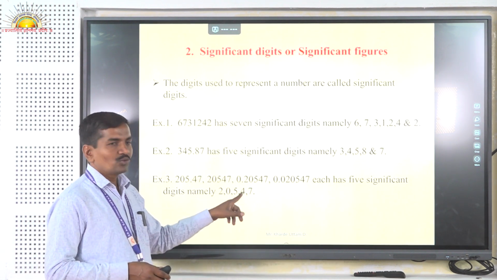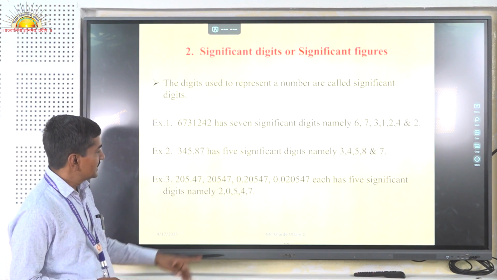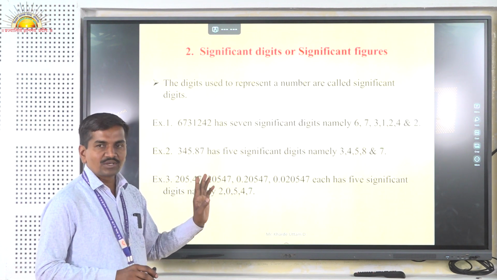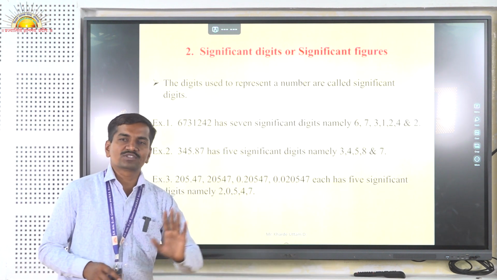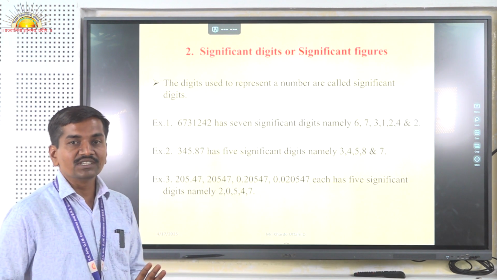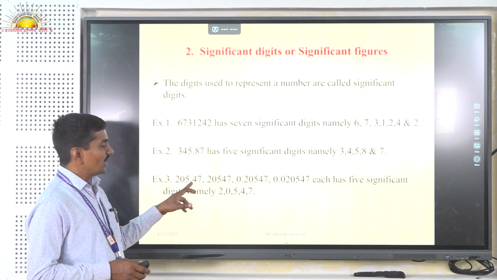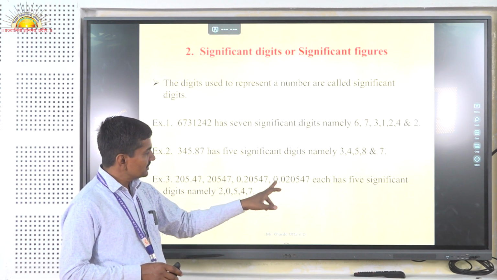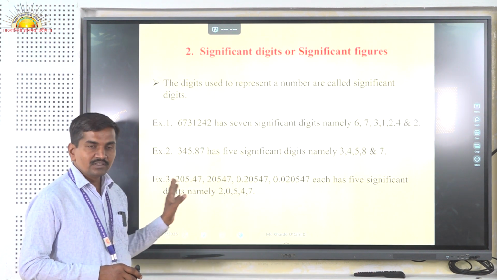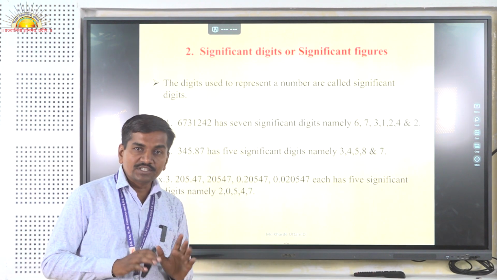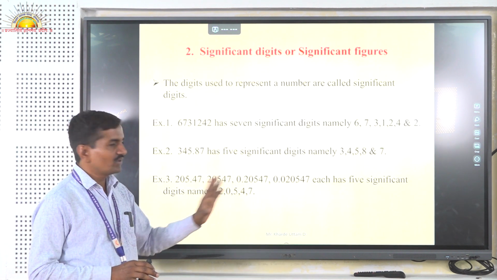The next number 0.20547 also has 5 significant digits, namely 20547, and the last number 0.020547 also has 5 significant digits. If we see the number 205.47 and the number 0.020547, the number of digits is different between them, but the significant digits are only 5, 20547.